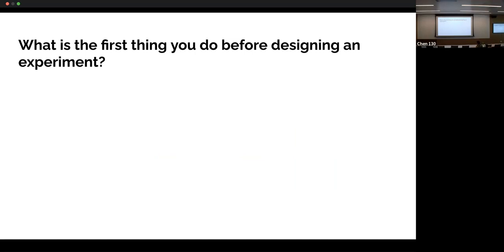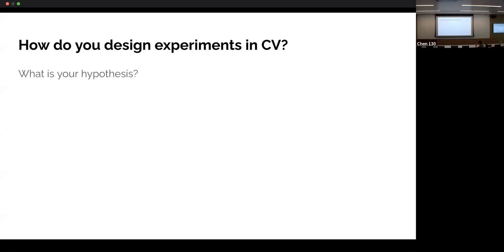So what's the first thing you do when you design an experiment? Looking for answers from the crowd. Think about what data you need. Okay, other answers? You figure out what question you're trying to answer. Yeah, yeah. You think of a hypothesis. All right. So, what's your hypothesis?